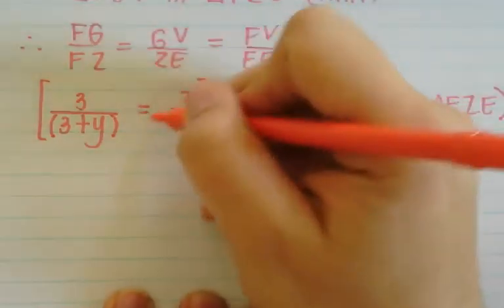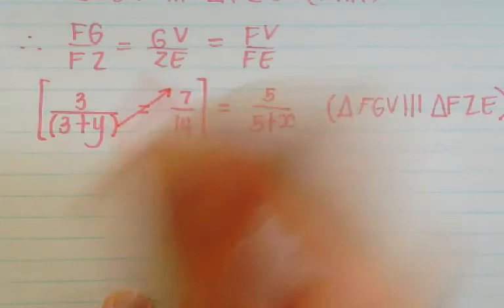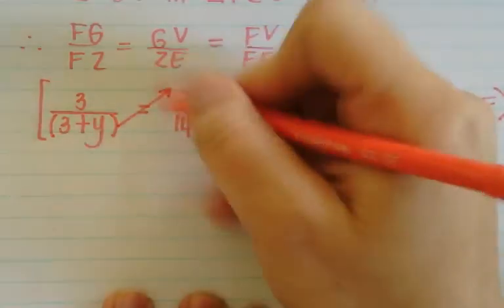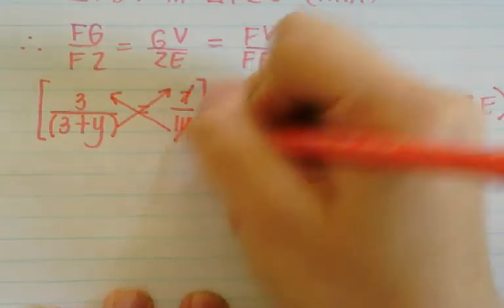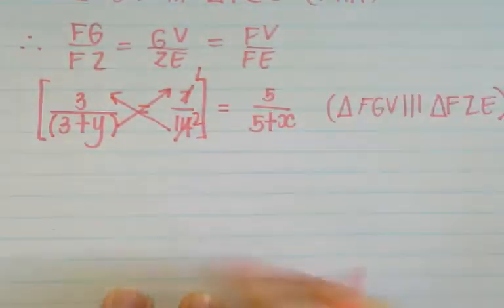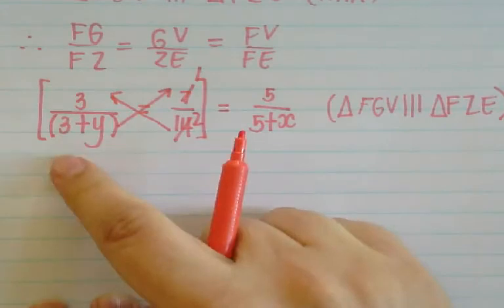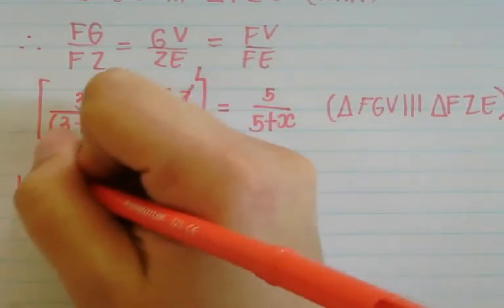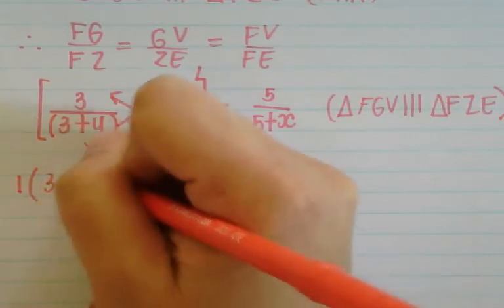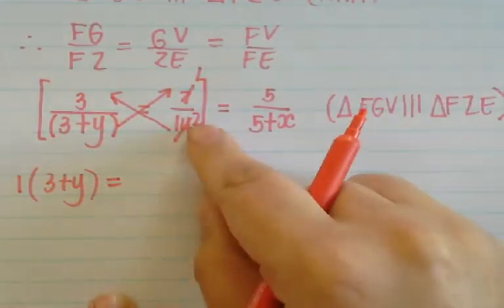When I cross multiply, it's going to be the bracket times the 7, and it's going to be the 14 times the 3. Now I can leave it as 7 and 14, or I could simplify it to what? 1 over 2. I'm trying to not use my calculator, so I'm going to simplify to 1 over 2. But the cross multiplication still happens. I'm still going to have 1 times 3 plus y. I'm still going to have 2 times 3.